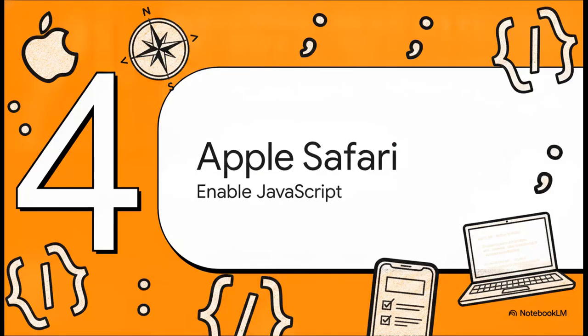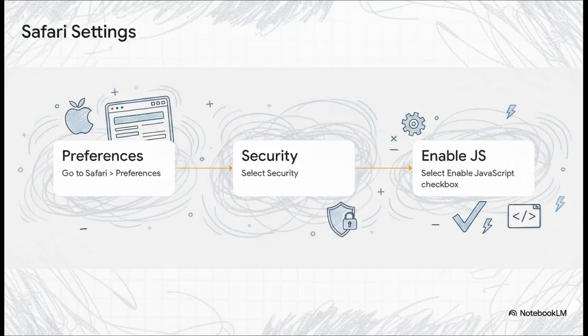And finally, let's wrap this up with Apple's Safari. Apple keeps things ridiculously clean and streamlined. Just go up to the Safari menu at the very top of your screen, click Preferences, and then hop over to the Security tab. Right there in front of you, there's a simple little checkbox that says Enable JavaScript. Check that box, and you are good to go.